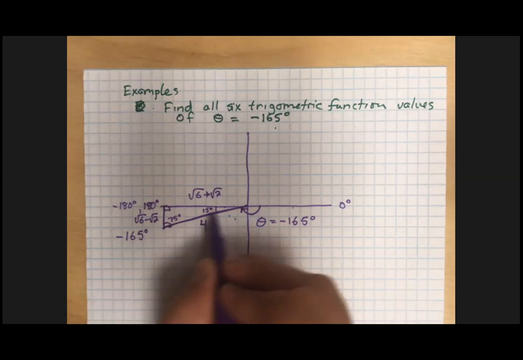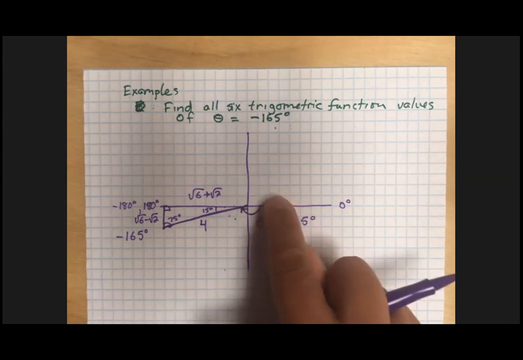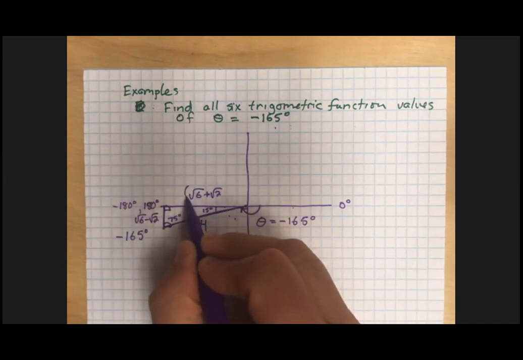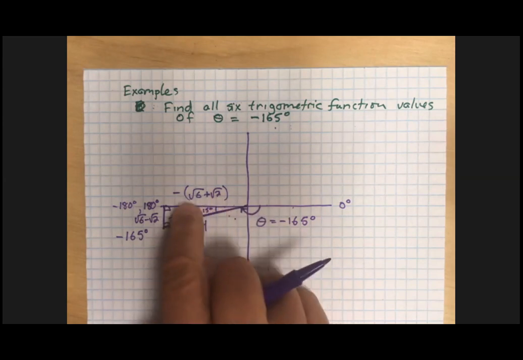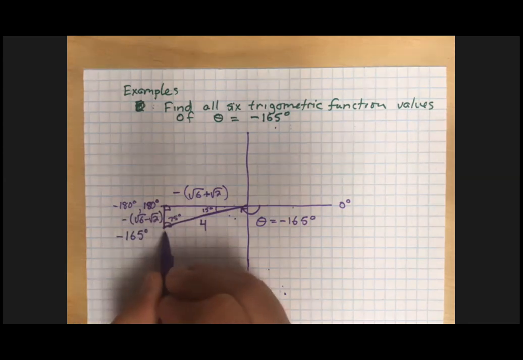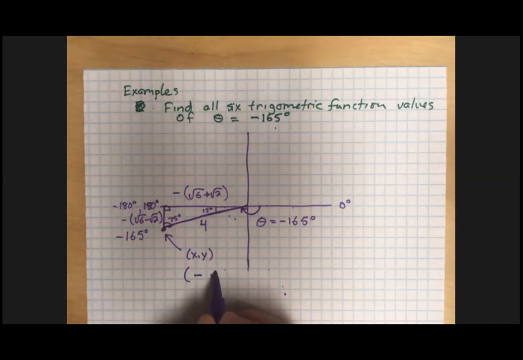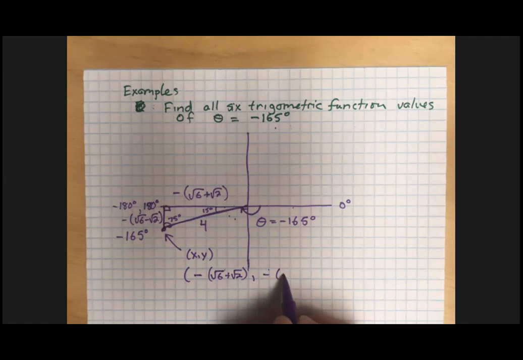And now that I know the x, y, and r, I can find the six trig functions. Now I have to do one thing though. Remember, this x is in the negative direction, so I have to technically slip a minus sign in front of that. I'm going backwards. I have to slip a minus sign in front of this. I'm going down. So the name of this point, x comma y, legally is minus (6 plus root 2) quantity, minus (root 6 minus root 2) quantity.